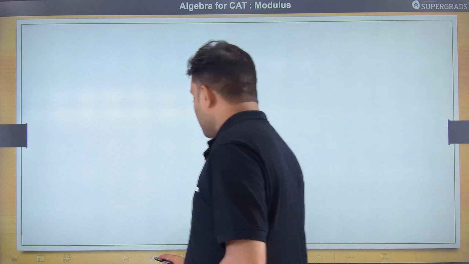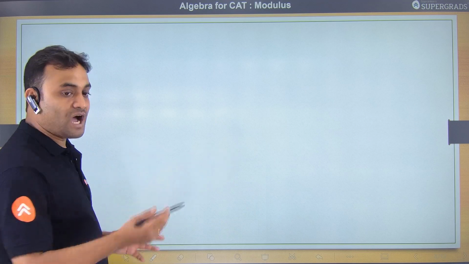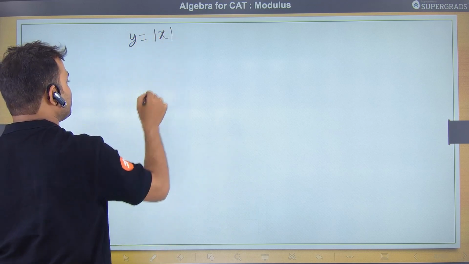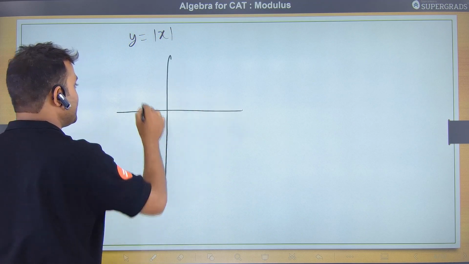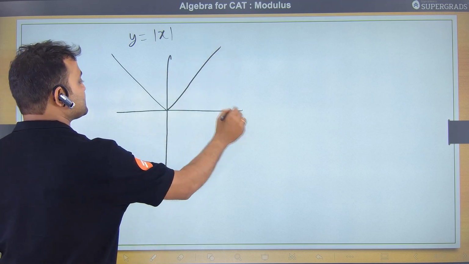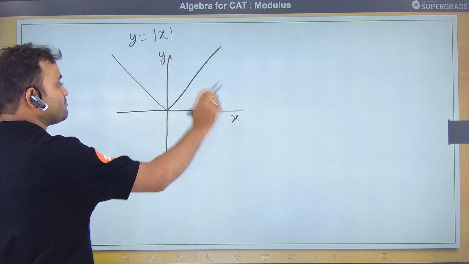Now let's talk a little bit about graph of mod of x. So what is mod of x graph? It's straight away V-shaped like this. This is x-axis, this is y-axis. So this is graph of mod of x.